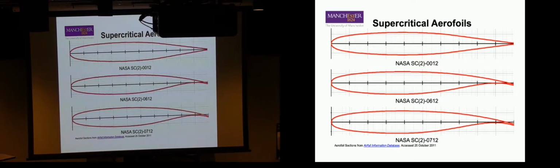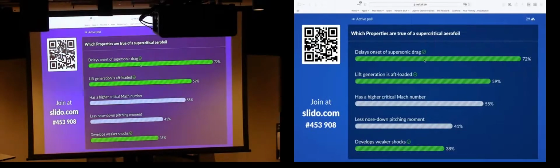One of the things about shock waves is they generate entropy, i.e. losses, drag. So by delaying that and making it as small as possible, we get less drag at a given Mach number. What that means is that we've delayed the onset of supersonic drag. So we have aft-loaded airfoils, more nose-down pitching moment, weaker shocks. What we don't do is we don't change the critical Mach number.